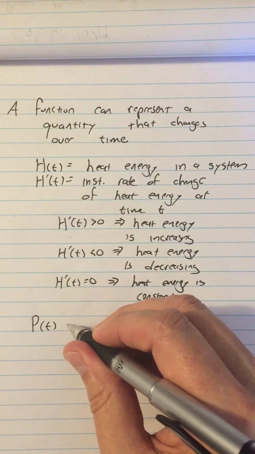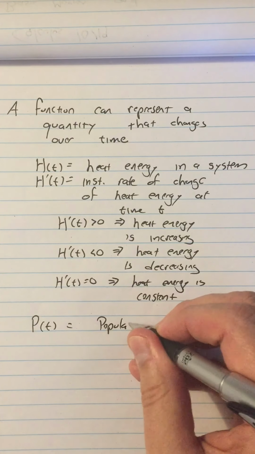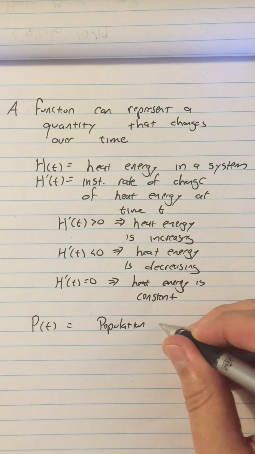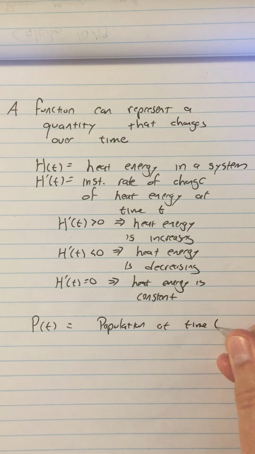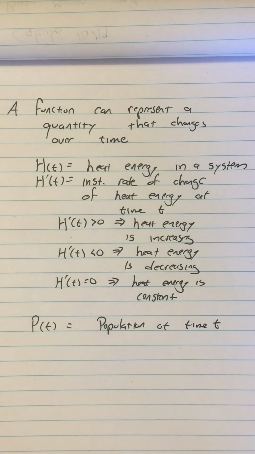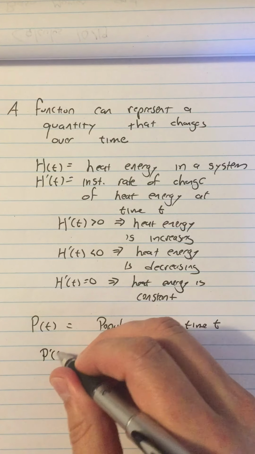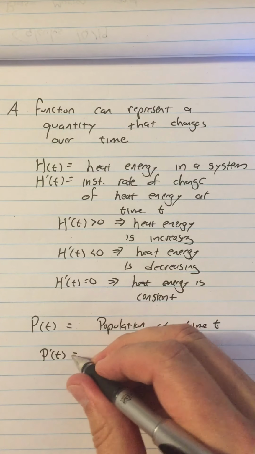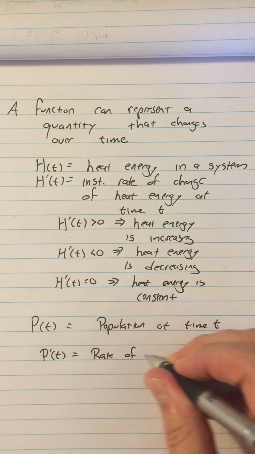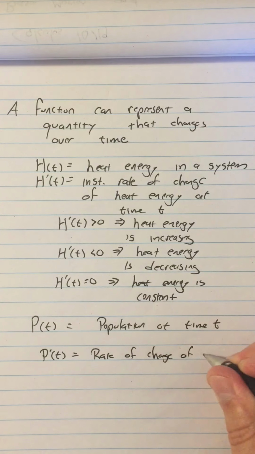Let's say P of t equals the population at time t. So, again, about generality. You can be talking about the population of people on the earth. You could be talking about the population of people in Danbury. You could be talking about the population of endangered frogs in the Amazon. You could be talking about the percentage of the population that's infected with a virus. All those things. Then, what would P prime of t represent? P prime of t would represent the rate of change of population.